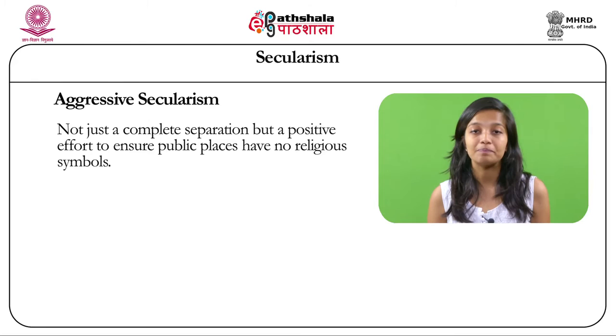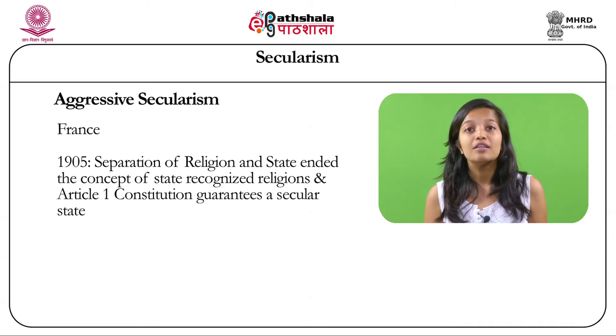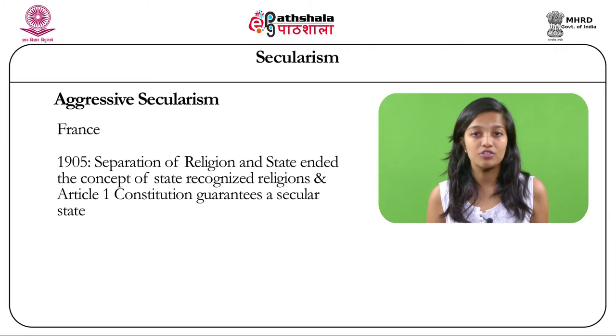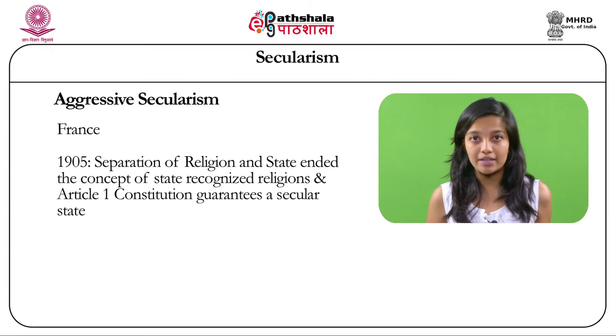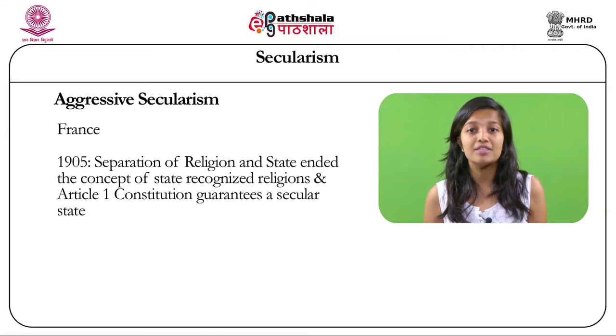What is an example of this? The best example of this is the case of French constitutional law. In as early as 1905, in France, there was a law that separated the religion and state and ended the concept of any state-endorsed religion. We see that this is in stark contrast to other European countries. For instance, Greece, that we've already discussed, that continues to have a state religion, and even against the laws in England. Article 1 of the Constitution of France guarantees now a secular state.